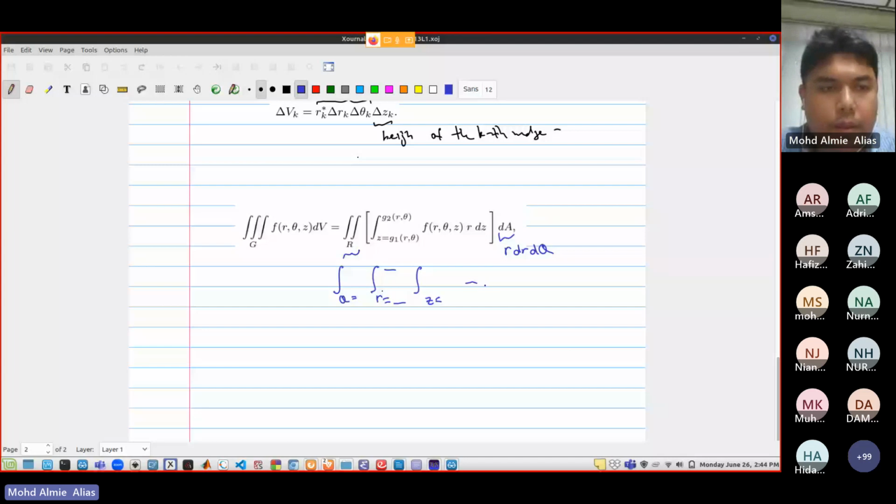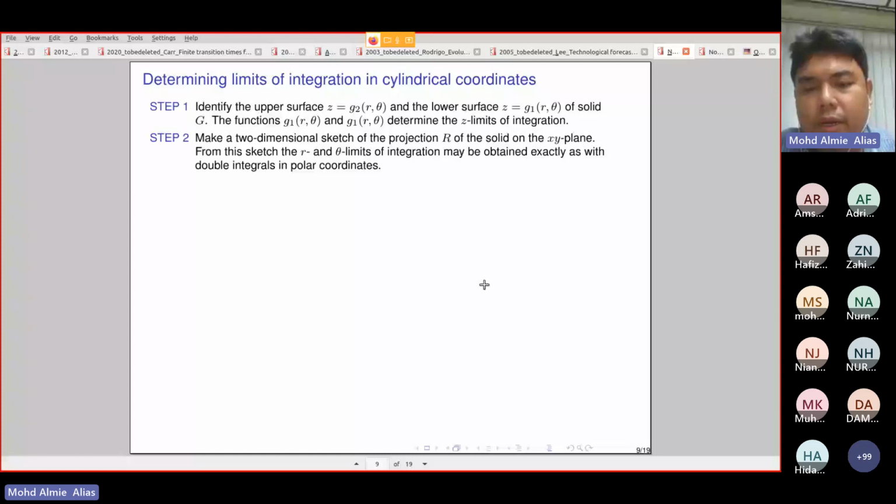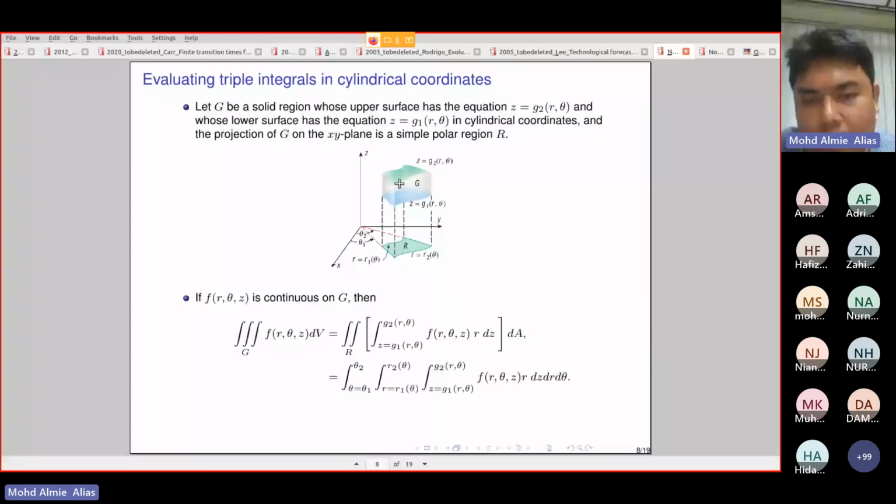This is actually very similar to what we've seen for triple integrals in rectangular coordinates. So, determining limits of integration in cylindrical coordinates. The first step is similar to what we've seen before: we identify the upper surface, which is G2, the surface that becomes the upper boundary of the solid, and the bottom boundary, or bottom surface.